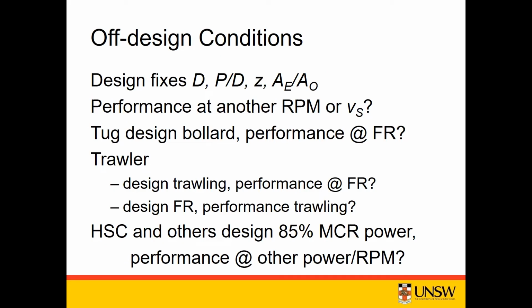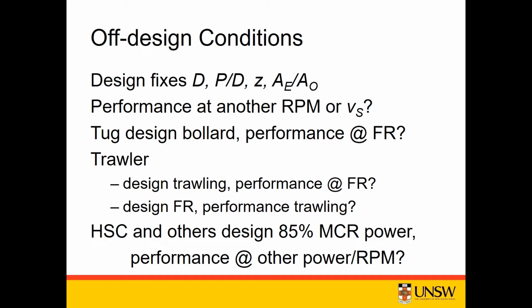And what we want to do, after we've designed the propeller, is have a look at what happens in the off-design conditions. Now, when we designed the propeller, we usually had a particular power, and it's usually the maximum continuous rating power at an RPM. And that design fixes the diameter, the pitch ratio, the number of blades, and the blade area ratio. And we want to find out what happens at either a different RPM or a different operating speed.